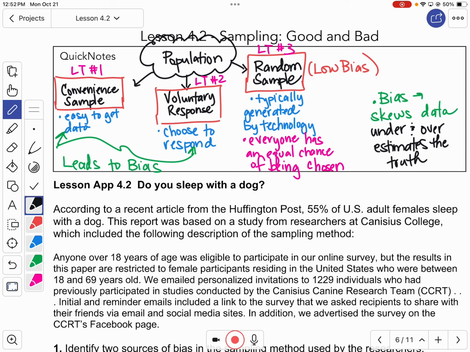Just talking about sampling. Tomorrow we're going to talk about a couple more types of ways that we can collect data and what their issues are. So convenience is just easy data to get, people that are right in front of me. Voluntary response, people can choose to respond. Can you think of something where you get a choice as to whether or not to respond to something? Telemarketers, surveys, questionnaires, messages, things like that. And then a random sample, everyone's got an equal chance of being chosen, typically generated by technology, and the bias is just what skews our data, underestimates or overestimates the truth.